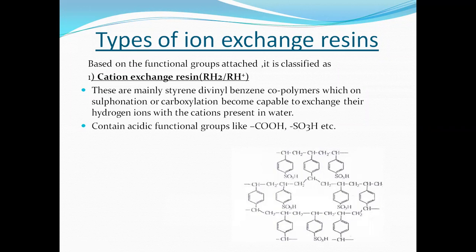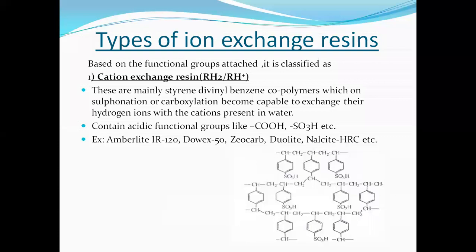So by any method, by any reaction, we can add an acidic group to this cation exchange resin. The COOH group becomes COO minus H plus, so H plus ions are there in the acidic cation exchange resin. Similarly, SO3 minus and H plus ions. So cation exchange resins are rich in H plus ions, and those H plus ions will be exchanged with the hardness causing ions present in the water sample.